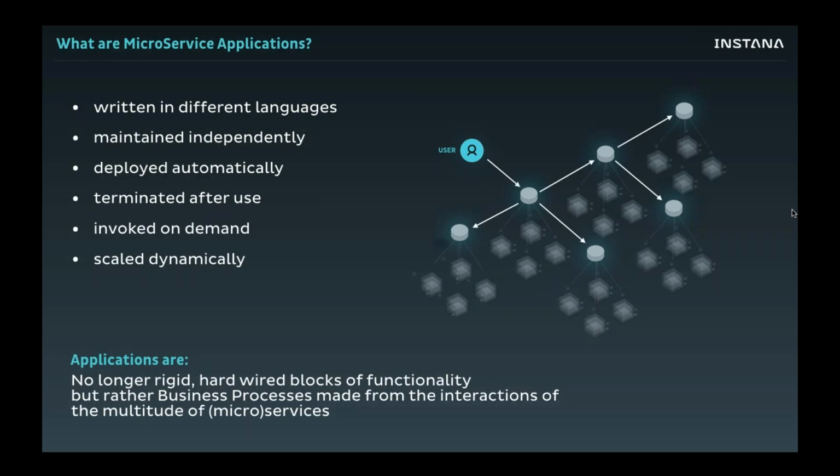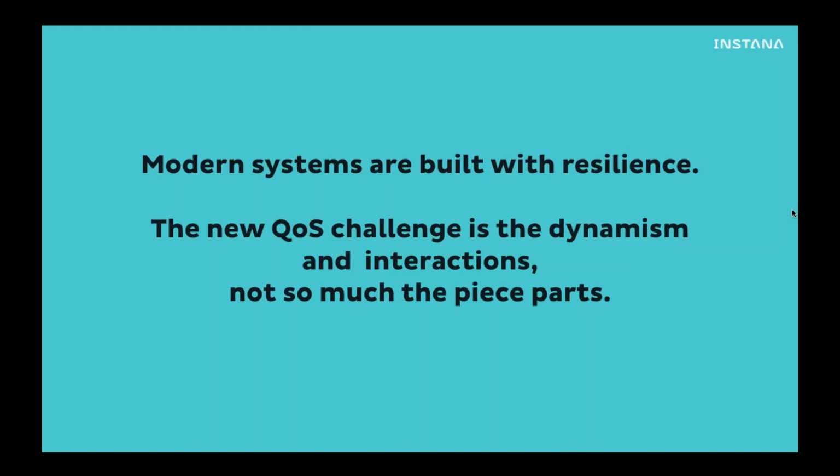So I make a closing statement here by saying no longer are applications rigid, hardwired blocks of functionality, but rather the business processes that they deliver are made from the interactions of a multitude of microservices and also the traditional services. Right, so that's the new world, highly dynamic, much more message focused. The processing happens by lots of messages between these small services.